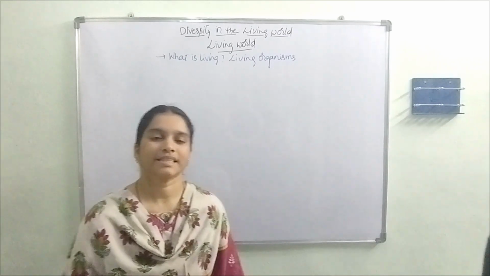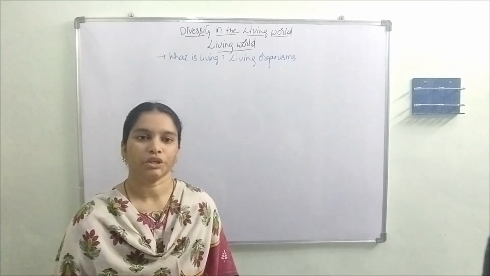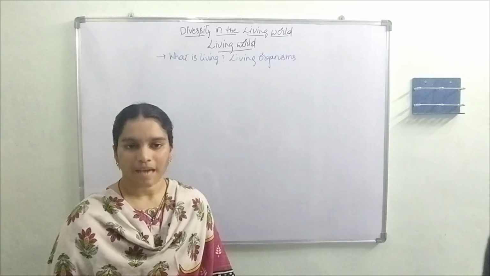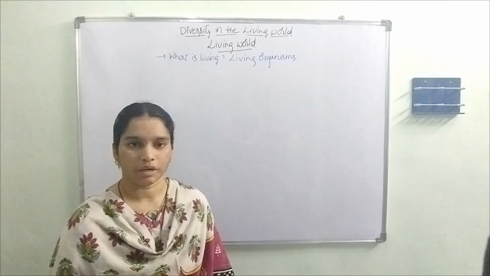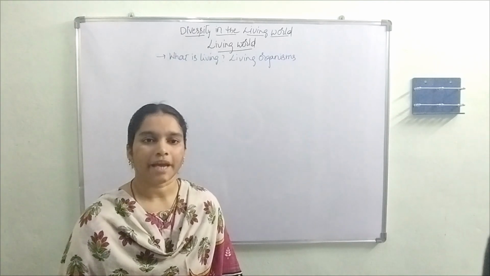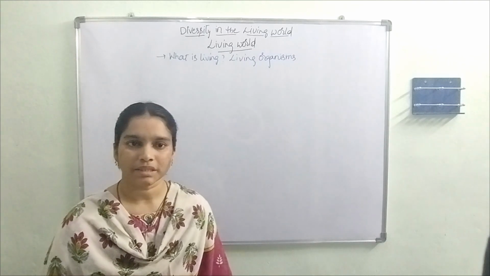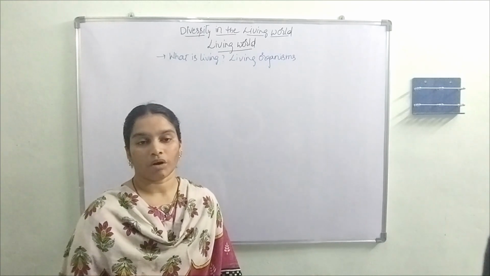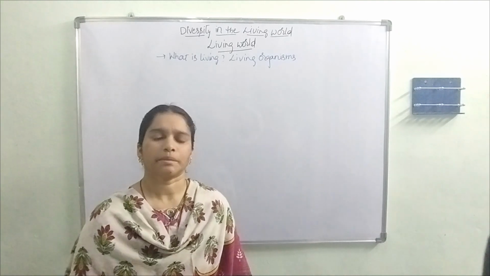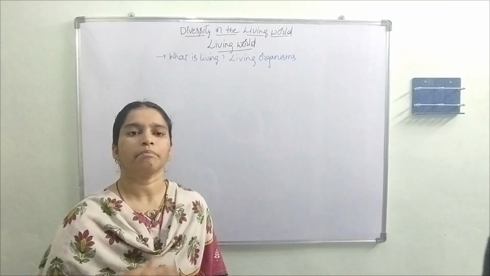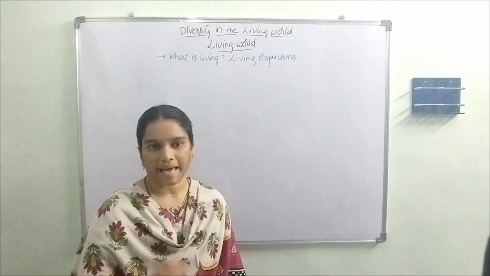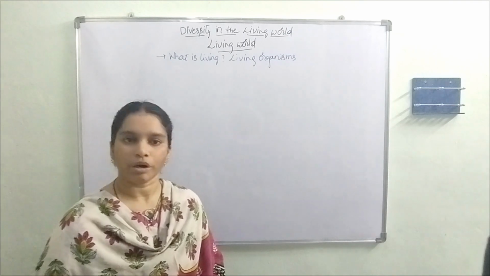Hello students, let us start our first class with a new unit, that is diversity in the living world. And let us start with the new chapter, living world. What is living and living organisms? Living organisms and non-living organisms make many differences, but what is living organisms? Living organisms can be characterized by some properties or characteristics that make them defining character. Let's see whether these characteristics make them defining or not.